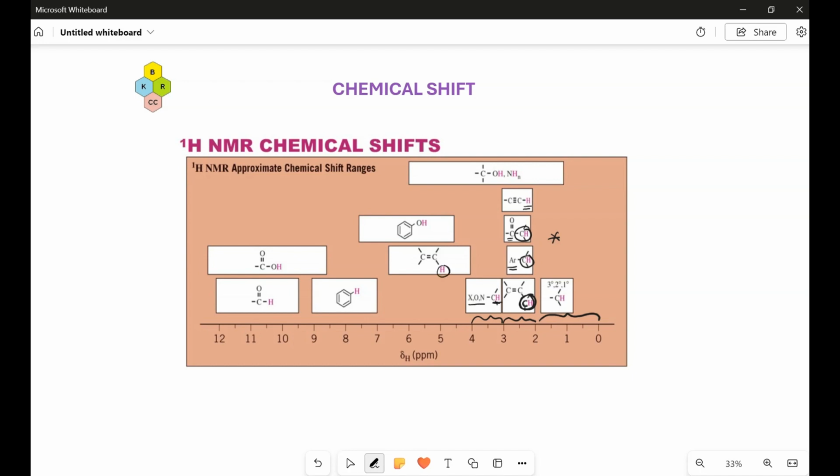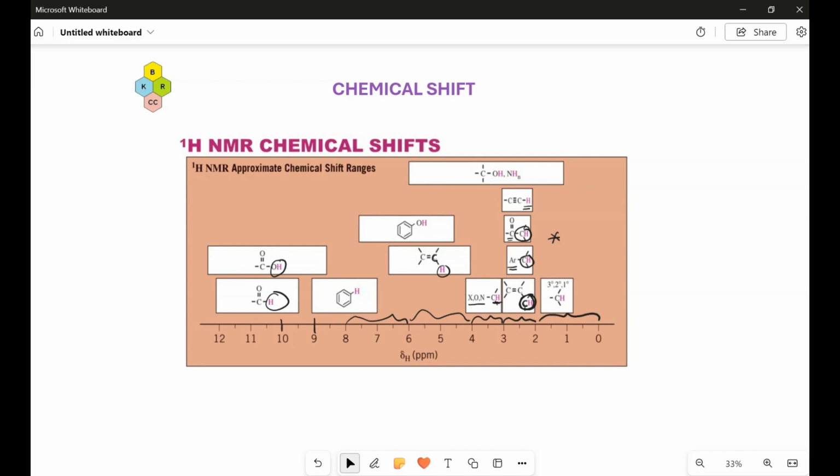Alkene hydrogens, attached to the sp2 hybridized carbon, will come around 4 to 6. Then you have the aromatic region, which ranges from 6 to 8. Then you have the aldehyde, which will be above 8, around 9. Those are the aldehyde hydrogens. Then around 10, you have acid hydrogens. So it is very simple to remember.